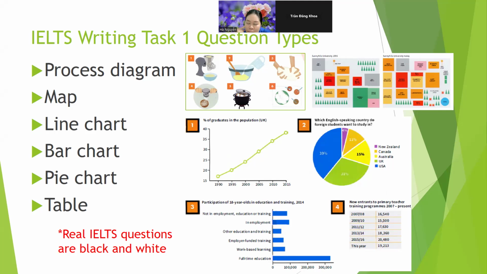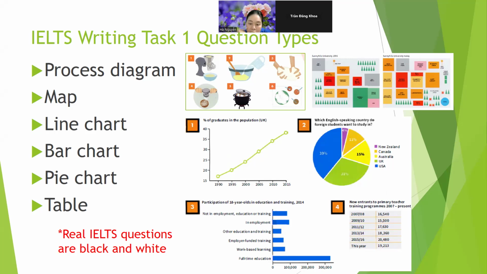For example, chart 2, which English-speaking country do foreign students want to study in? So let's look at the chart and we see the USA is the English-speaking country in which the highest percentage of foreign students want to study. So the highest. In contrast, New Zealand is the least favorite destination for foreign students at 4%, right? So yeah, least favorite, least popular. So you need to use comparison language.